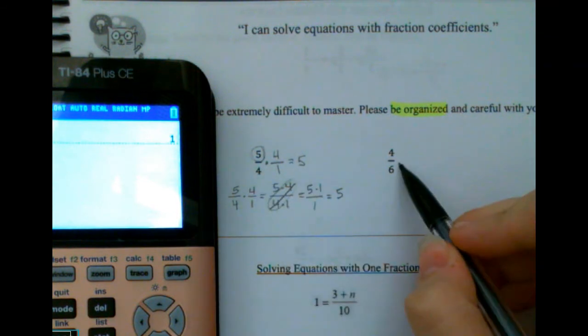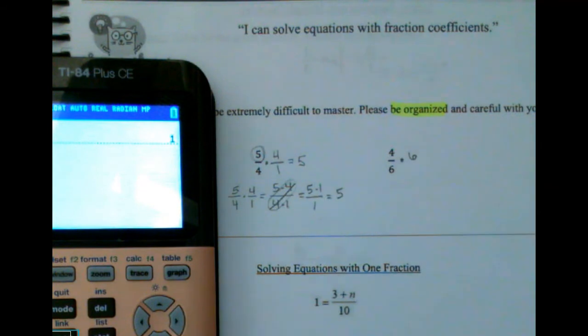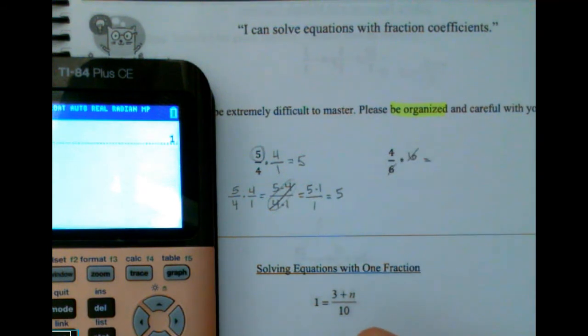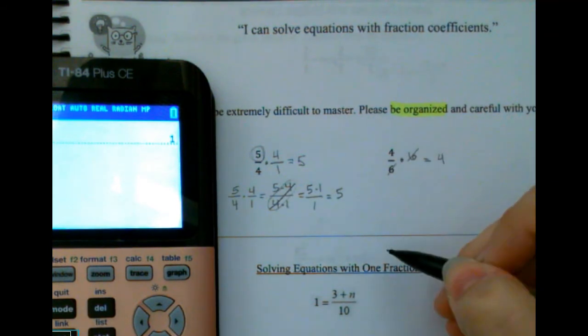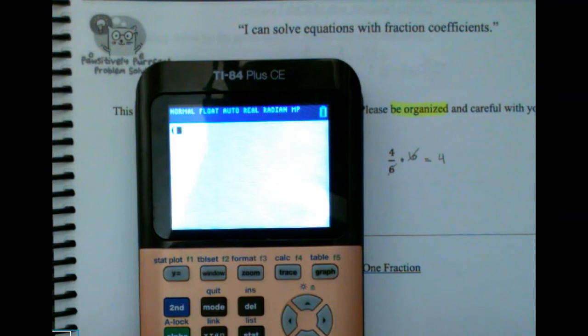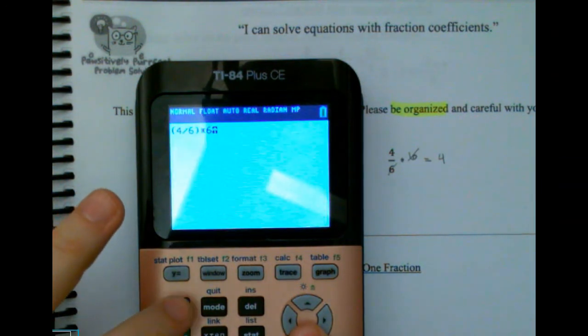So if I take a look at 4/6, I know that if I multiply this by the denominator, if I multiply that by 6, those 6's will cancel out to 1, and I'll just be left with the 4. It's a really handy trick, and we can double check that in the calculator. 4 divided by 6, parentheses times 6. I know it's kind of hard to see. My calculator's a little dark. There we go. That's a bit better.